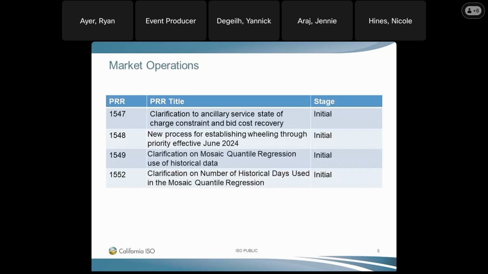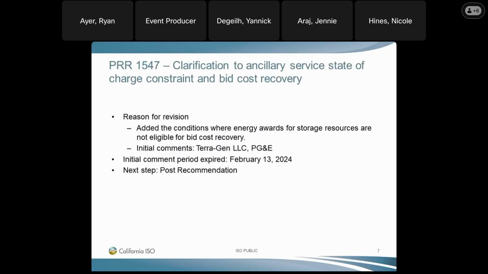The first BPMs that we are covering today is for market operations, PRR number 1547, 1548, 1549, and 1552, all in the initial stage. Michael Martin will be covering these, so I'll go ahead and turn it over to you, Michael. Good morning, it's Michael Martin in Market Operations. We'll start with PRR 1547.